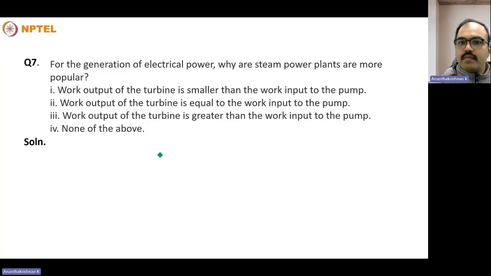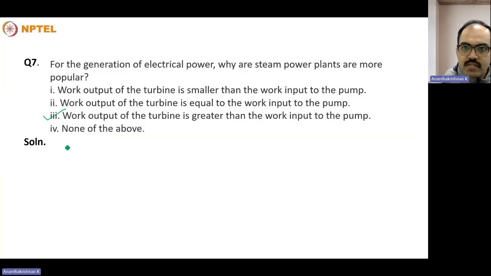Look into the seventh problem. It's a multiple choice question. For the generation of electrical power, why are steam power plants more popular? The work output of the turbine is smaller than the work input of the pump. Work output of the turbine is equal to the work input. Work output of the turbine is greater than the work input to the pump, and none of the above. It's pretty self-explanatory. So option 3 is the right choice. Work output of the turbine is greater than the work input to the pump.